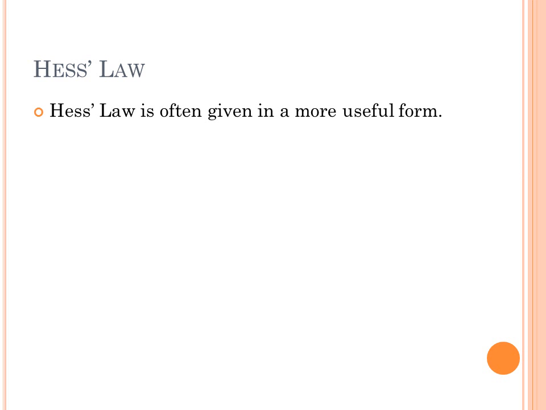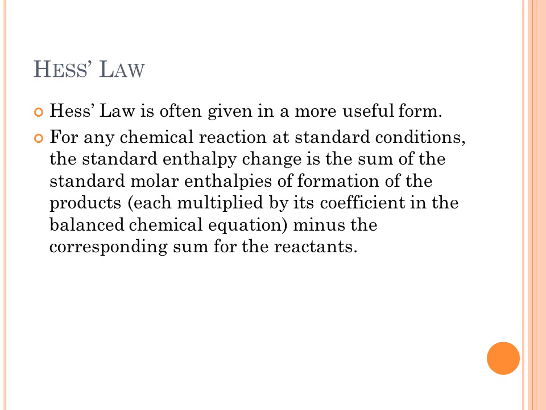Now, often Hess's Law is done in a little bit more useful form than all those reactions. For any chemical reaction under standard conditions, we get a standard enthalpy change based on the sum of the standard molar enthalpies of formation of the products, and you have to multiply each by the stoichiometric coefficient in the balanced reaction. From that, we'll subtract the corresponding sum for the reactants. And where do I get those standard molar enthalpies of formation?